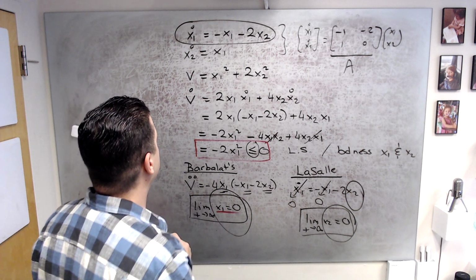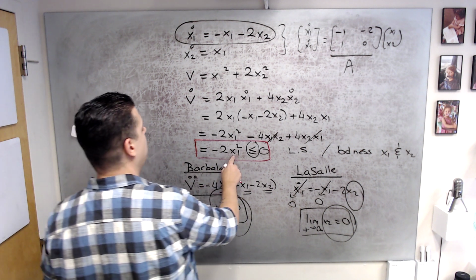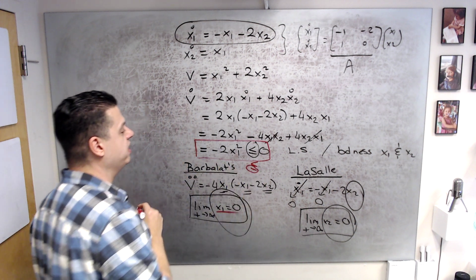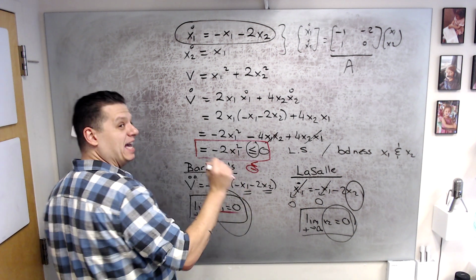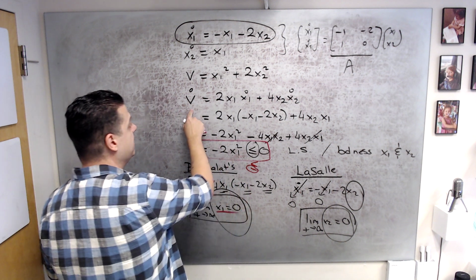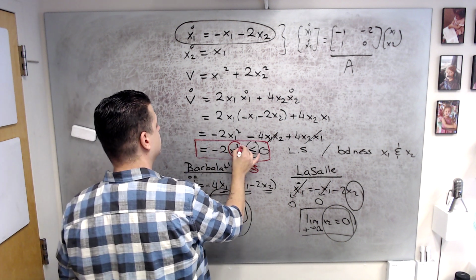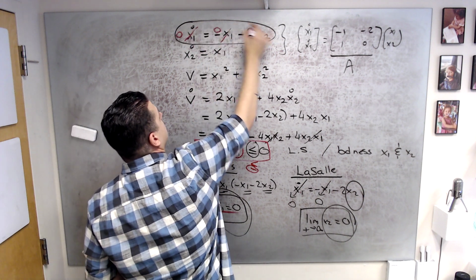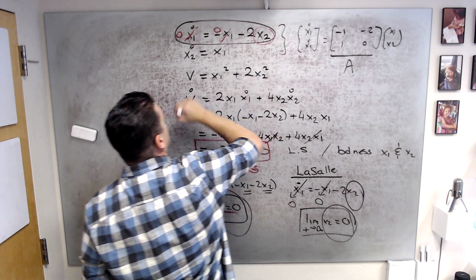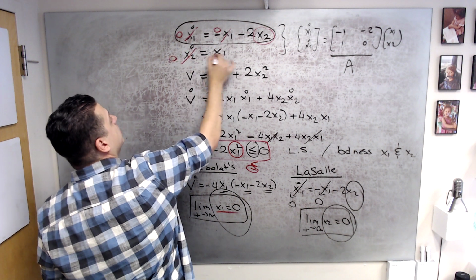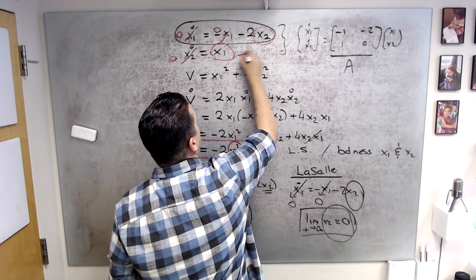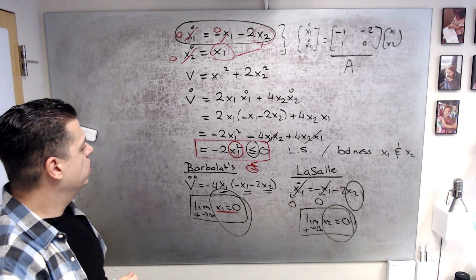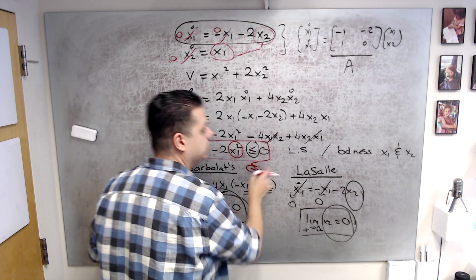So when x1 goes to 0, let's look at the possibility of this. What happens when v dot exactly equals 0? When v dot exactly equals 0, x1 is 0. When x1 is 0, this is 0, this is 0, so x2 is 0. When x2 is 0, this is 0, so x1 is 0. So from LaSalle's invariance principle, x1 and x2 go to 0 when this is 0.